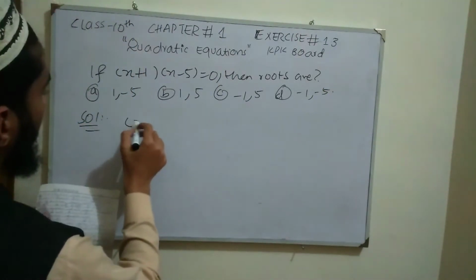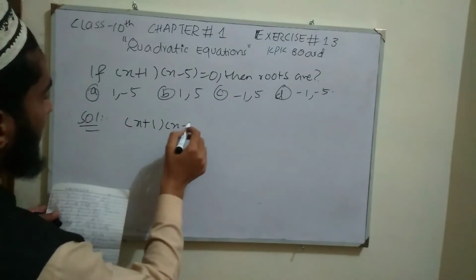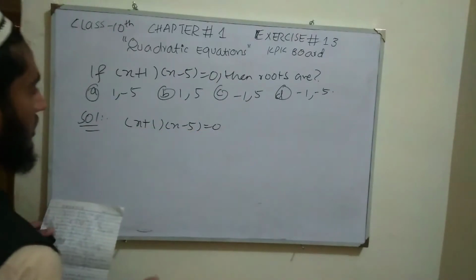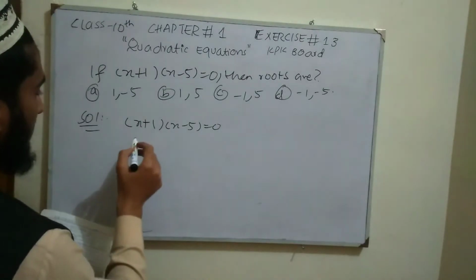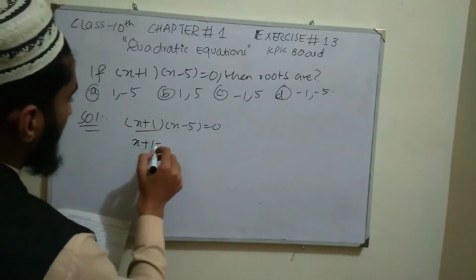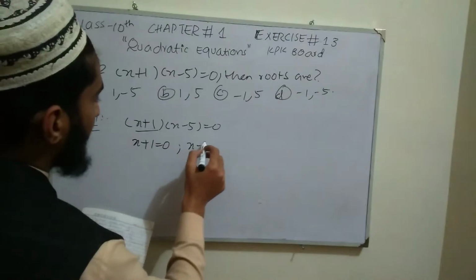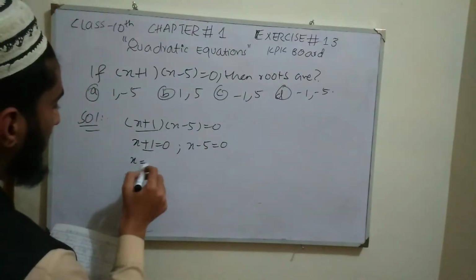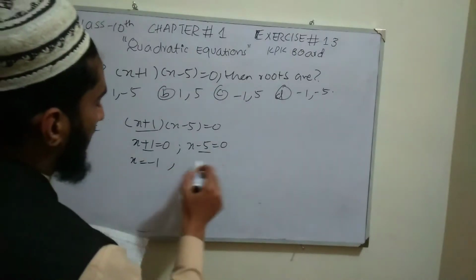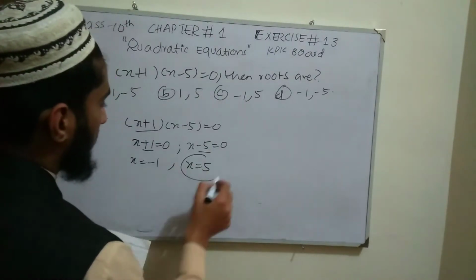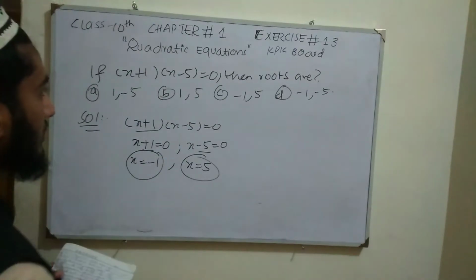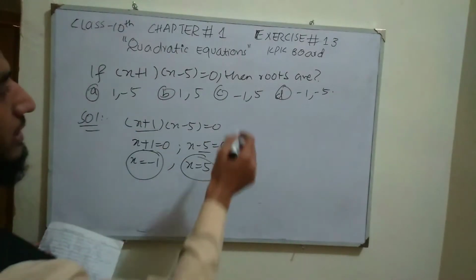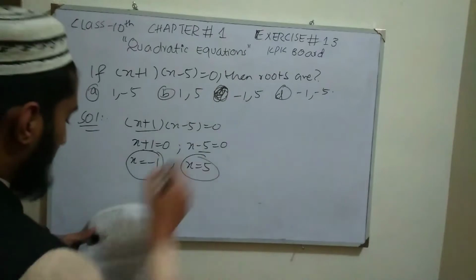We are given (x plus 1)(x minus 5) is equal to 0. Using the zero factor property, x plus 1 is equal to 0 and x minus 5 is equal to 0. Shifting plus 1 to the right hand side, we are left with x is equal to negative 1, and shifting minus 5 to the right hand side, we are left with x is equal to 5. So these are the two roots and solutions to the given equation, minus 1 and 5. So the correct option is option C.